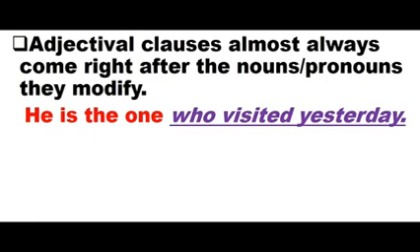Adjectival clauses almost always come right after the nouns or pronouns they modify. Read it again. Adjectival clauses almost always come right after the nouns or pronouns they modify. This means that when you use a noun or a pronoun, that's when you use an adjectival clause to describe it. Look at these examples.